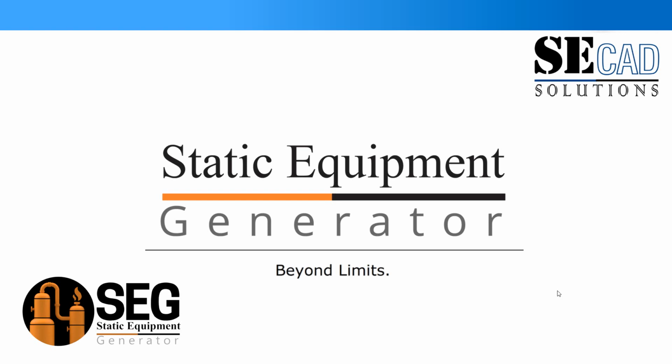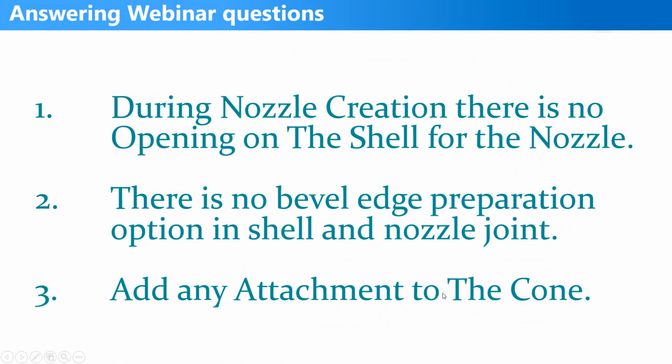In this video, we will answer some questions from our customers after our last webinar by Image Graphics for heat exchanger. The first question was, during nozzle creation, there is no option on the shell for the nozzle. We will make a model for pressure vessel, and we will add some nozzles and check how we can make an opening on shell plates and head and cone.